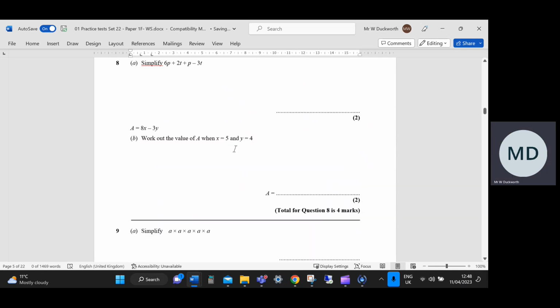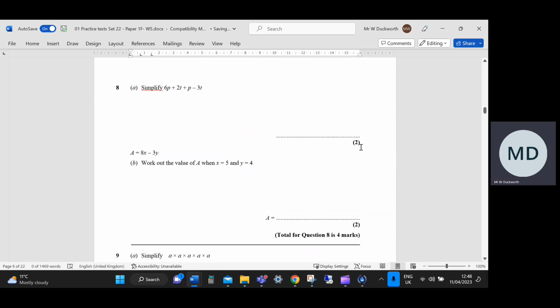Right, question 8, simplify. 6p minus 6p plus 2p plus p minus 3p. So when I'm simplifying, I tend to underline my terms, including the operator in front of them. So 6p plus p becomes 7p. And then I would circle my others, including the operator in front of them. So 2t minus 3t would become minus t.